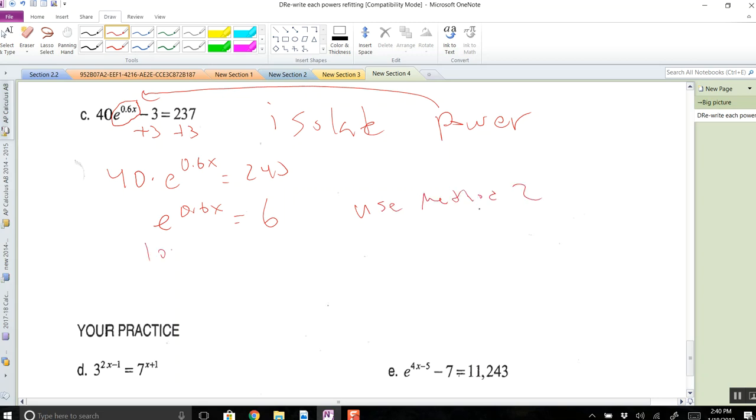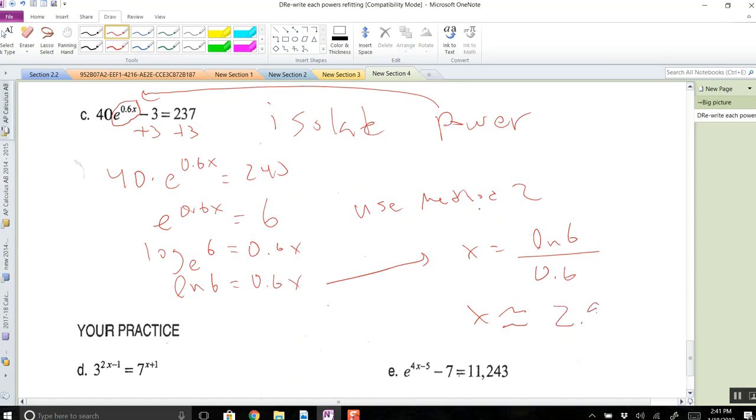And then you're going to use method 2, right? It's log base e of 6 equals 0.6x, which is really just ln 6. And then use a calculator afterwards, which I did this before, I forgot. Yeah, 2.99. Add 3, divide by 40, convert to log. Okay. Any questions about that one?